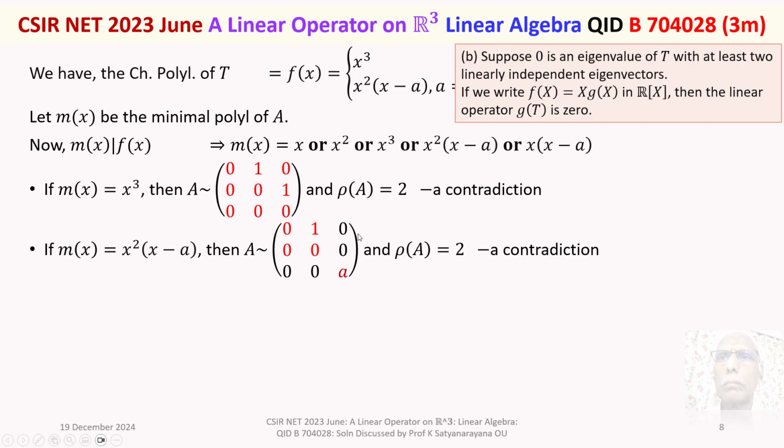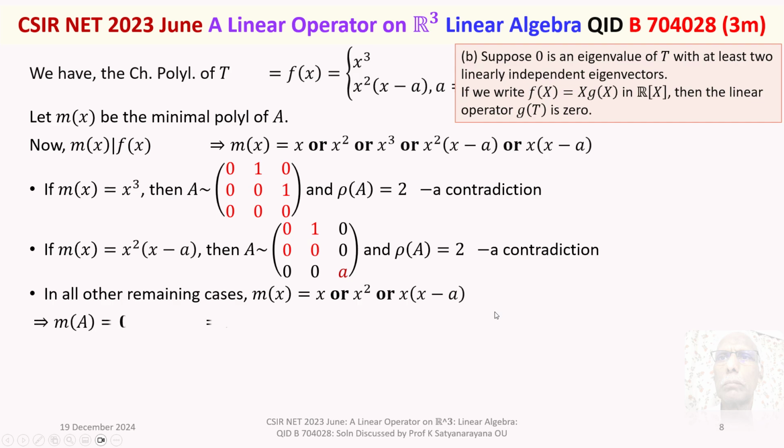Now again look at that. With a not equal to 0, there are two linearly independent rows. The rank of A is 2. It's a contradiction to the fact that the rank of A is less than or equal to 1. So this also is not possible. Therefore, what are the possibilities? In all the remaining cases, m of x is x or x square or x into x minus a.